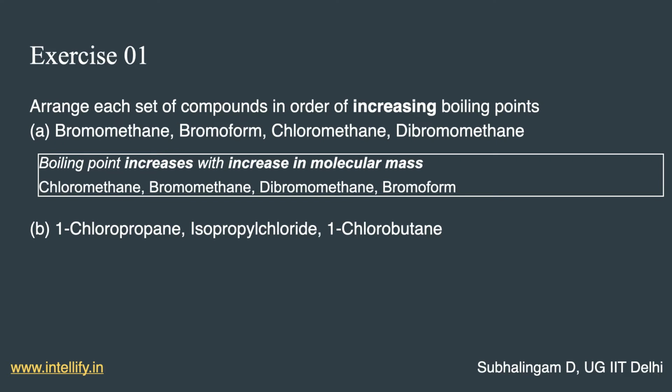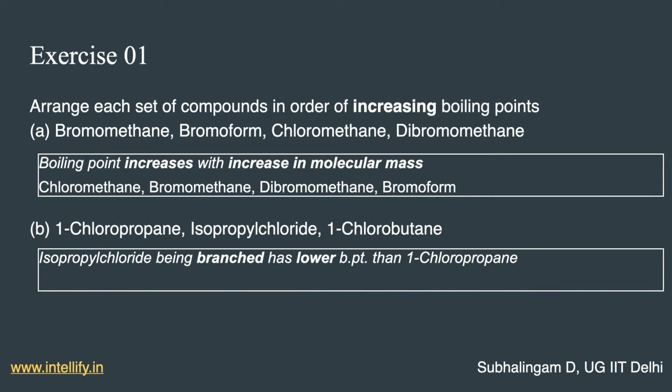Next, part B. We have 1-chloropropane, isopropyl chloride, and 1-chlorobutane. In this, we have to see the branching. That is, the compound with more branching has a lower boiling point, and so isopropyl chloride has a lower boiling point than 1-chloropropane. And again, we use the fact that boiling point increases with molecular mass to compare 1-chloropropane and 1-chlorobutane.